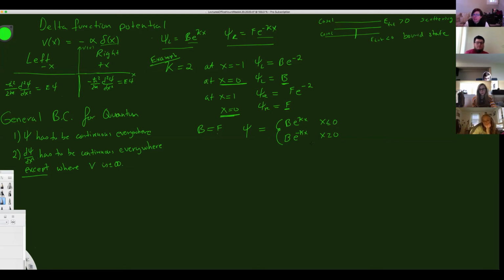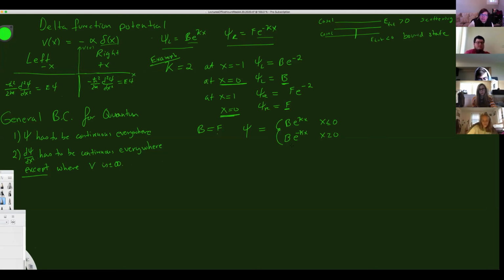Notice that they're really dying exponentials on both sides, right? Because if x is less than 0, this is going to be dying, in other words, e to the negative kappa something. And on this side, it's also that way, okay? But we still don't know what B is, and we have to implement the other boundary condition, which is boundary condition 2.